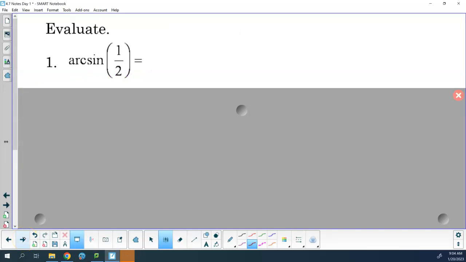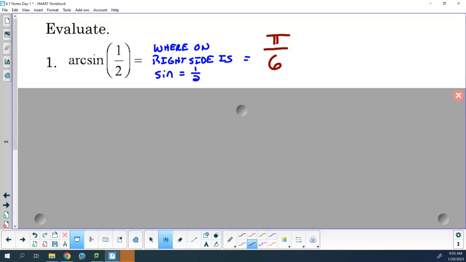So now we're looking at the unit circle. Arc sine of 1/2. Okay? Where on the right half of the unit circle is sine positive 1/2? Pi over 6? Okay. Does pi over 6 fall in my negative pi over 2 to positive pi over 2 range? Yep, it does. So this answer here is pi over 6.